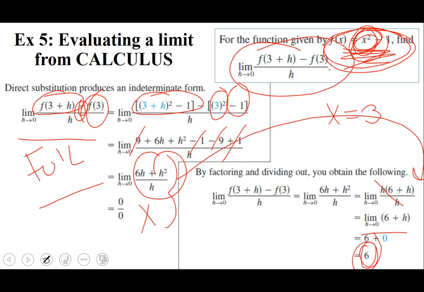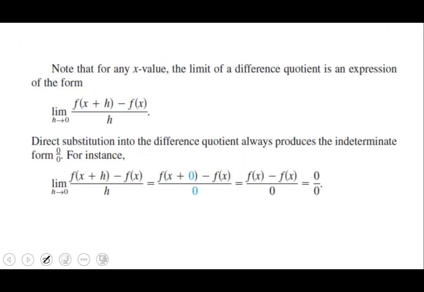So kind of the moral of this story is that anytime you're asked to apply the difference quotient to a limit, you are always going to get 0 over 0 unless you do some simplification. So lots of things should reduce, lots of things should cancel, and you're going to do that by using the strategies that we went over in the previous video.